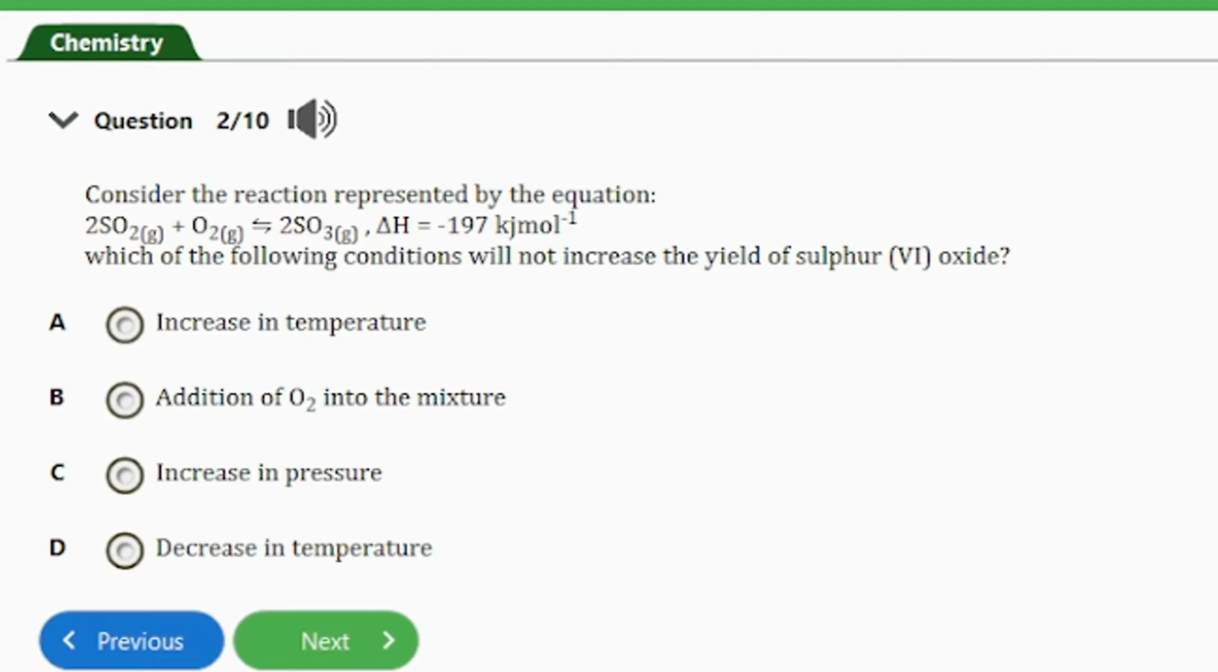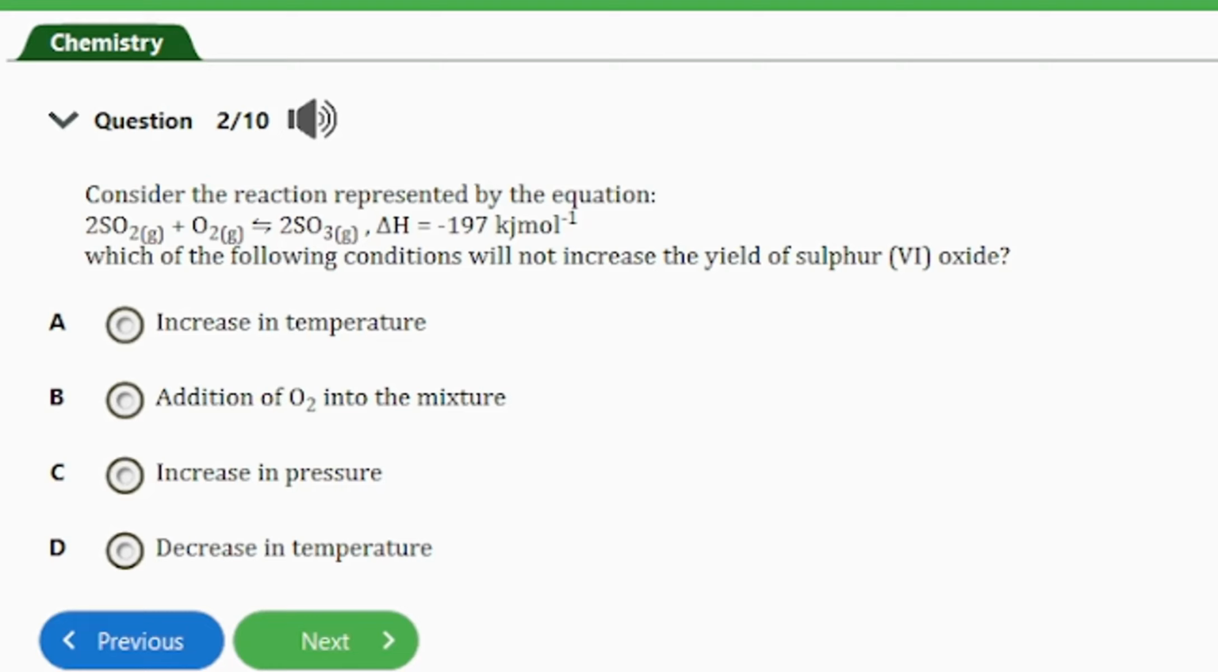Question number 2. It says, consider the reaction represented by the equation 2SO2 gas plus O2 gas to yield 2SO3 gas, delta H being negative 197 kilojoule per mole. Which of the following conditions will not increase the yield of sulfur VI oxide? A, increase in temperature. B, addition of O2 into the mixture. C, increase in pressure. D, decrease in temperature.